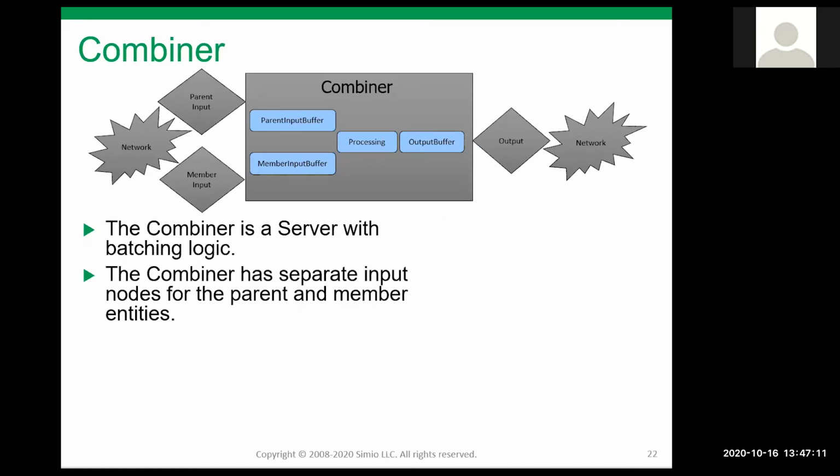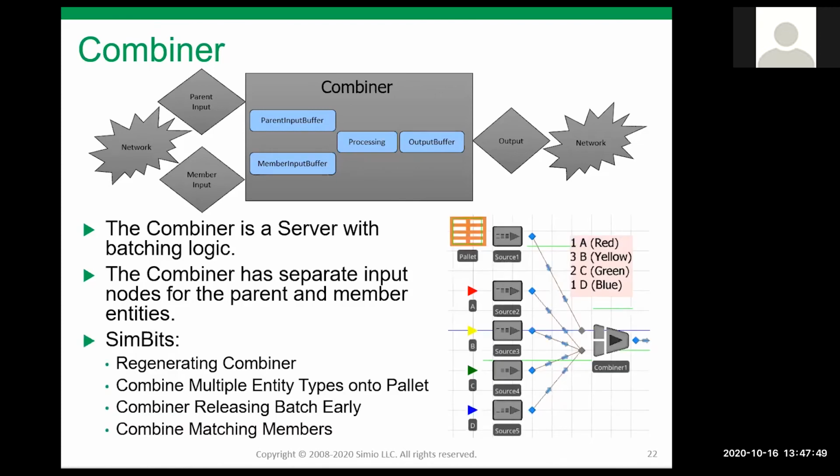The batching is taken place by the combiner, which, if you cover up this member input buffer and member input, looks and behaves almost exactly like a server. So it is a server with 2 different ways of entry. It has all of those same things, the reliability, the processing time, the costing, financials, everything that the server has, the combiner has as well, but it also has the ability to combine members and parents together. And that can be a simple 1-to-1 or 1-to-5, or you can combine any number of things.